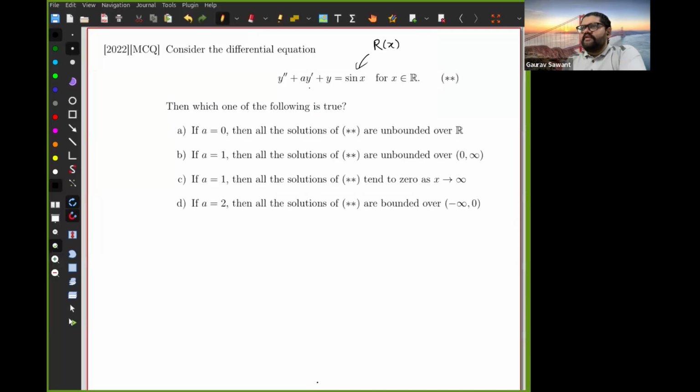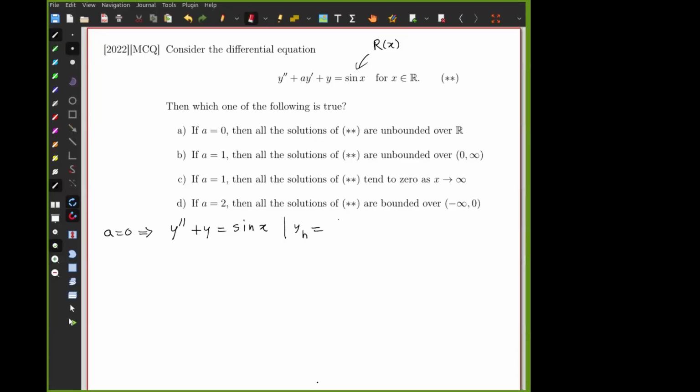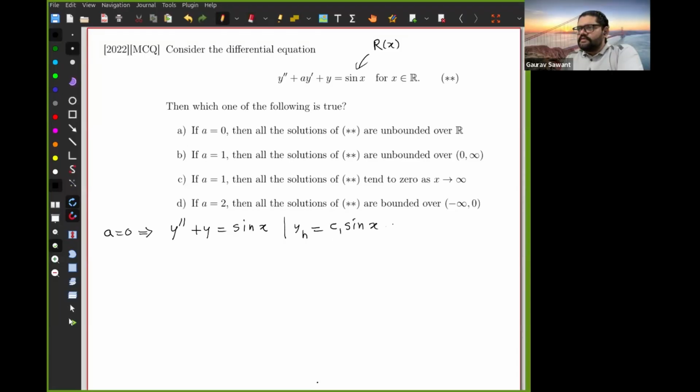So first, if a is equal to 0, I have y double dash plus y equal to sin x, and the corresponding homogeneous solution yh is equal to, I have the root of the auxiliary polynomial as plus or minus i, and therefore my general solution will have some constant times sin x plus another constant times cos x. So c1 sin x plus c2 cos x.